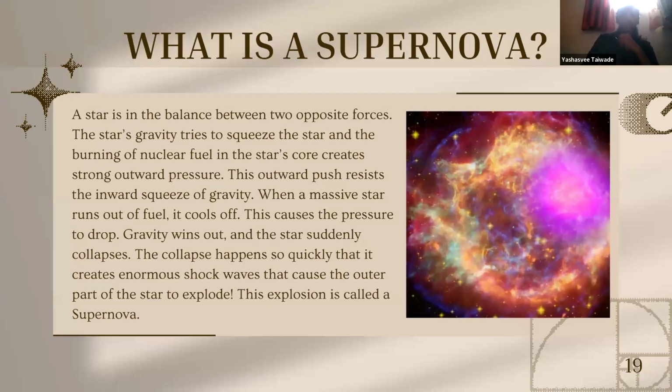So this pressure in general reduces. So this pressure drops, gravity wins, and the star suddenly collapses. And this collapse happens so quickly that it creates enormous shock waves that cause the outer part of the star to explode. And this explosion is what we call a supernova.